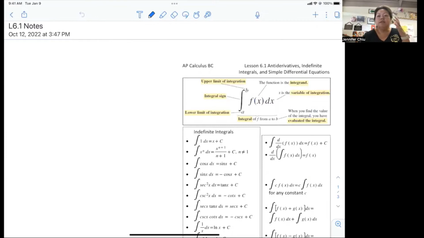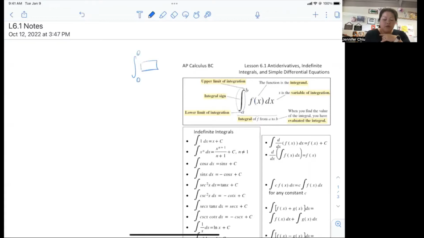Okay, we're on lesson 6.1 on antiderivatives, indefinite integrals, and simple differential equations. So the main point of this section is to teach you how to read this symbol right here. This symbol is called an integral. So integral is really a long, skinny S like this, and typically there's a function right next to it, and then there's a beginning and end point.